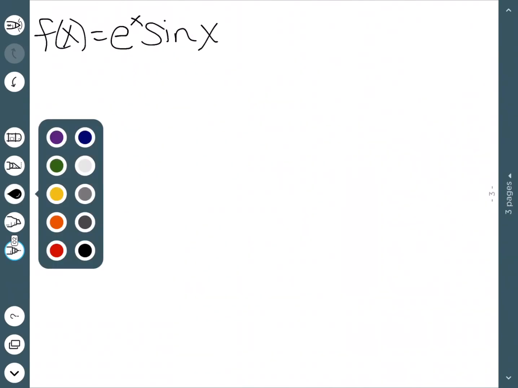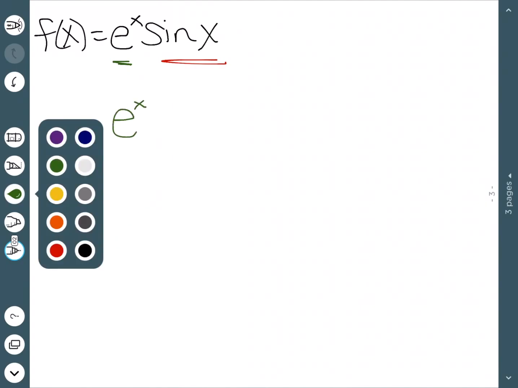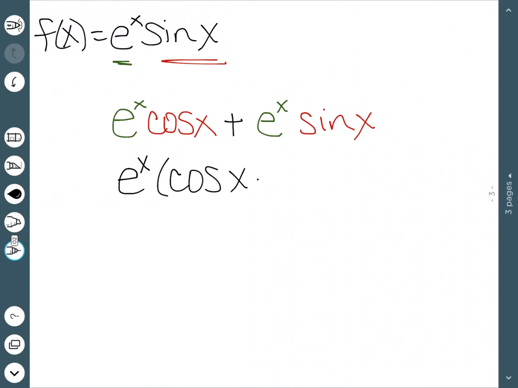Let's do another one. This time I have an e to the x and a sine x. So we have our first function times the derivative of the second, and we know that the derivative of sine is cosine. We're then going to add the derivative of the first function. We know that the derivative of e to the x is just e to the x times the second function, which is sine x. So this is a perfectly acceptable form to write it in. You can also write it as e to the x times cosine x plus sine x.